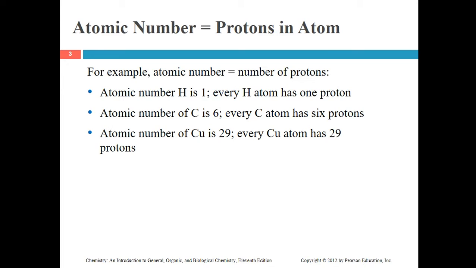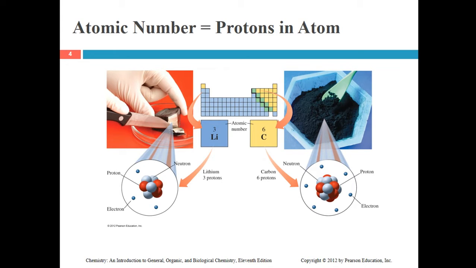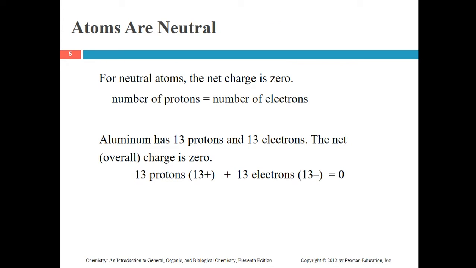Atomic number of carbon is 6. You look on the periodic table, there's a 6 there. Every carbon atom has 6 protons. Copper, you look at copper, number 29, so every copper atom has 29 protons. Now remember, protons are of a positive value. They have mass, but they're also positively charged.